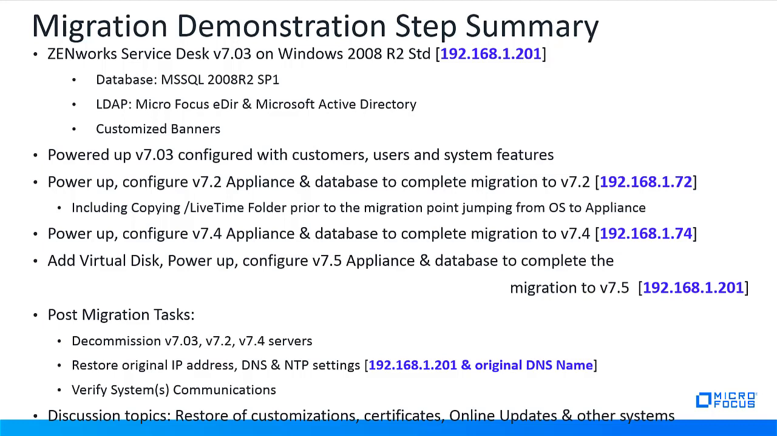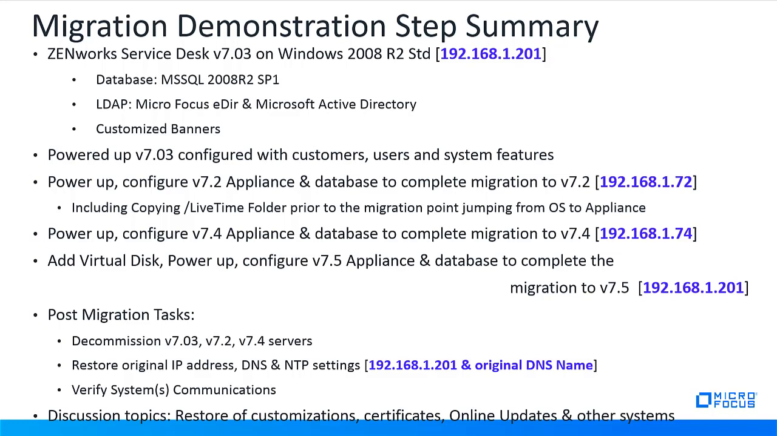Then complete the migration. Then power up and configure the version 7.4 appliance, configuring with another static IP on the same subnet as the version 7.2 server. Then complete the migration to version 7.4. Finally, powering down the version 7.03 server before powering up the version 7.5 appliance so we can configure the original settings of Service Desk DNS name and IP addresses to the version 7.5 appliance.